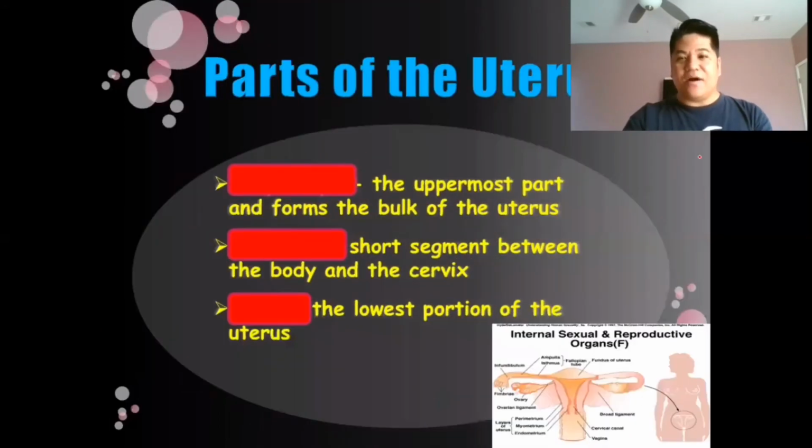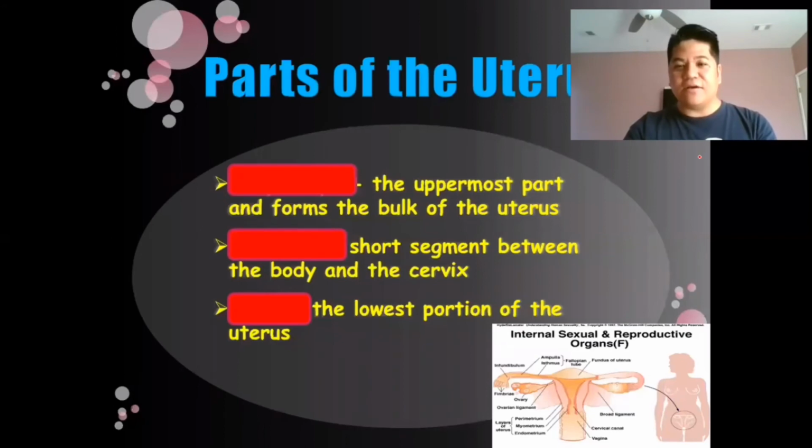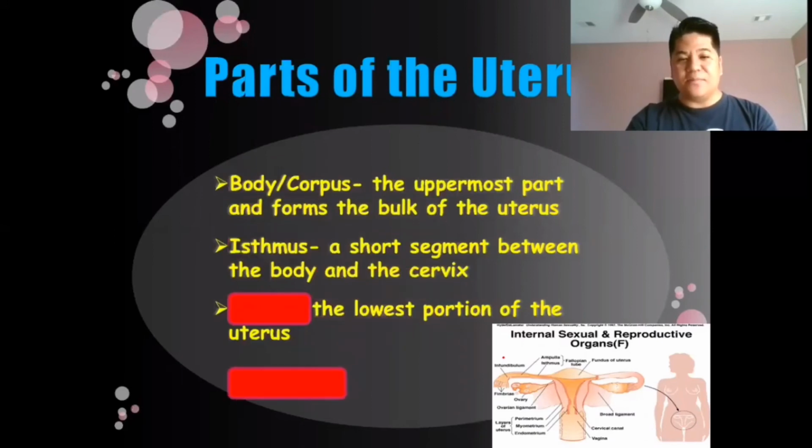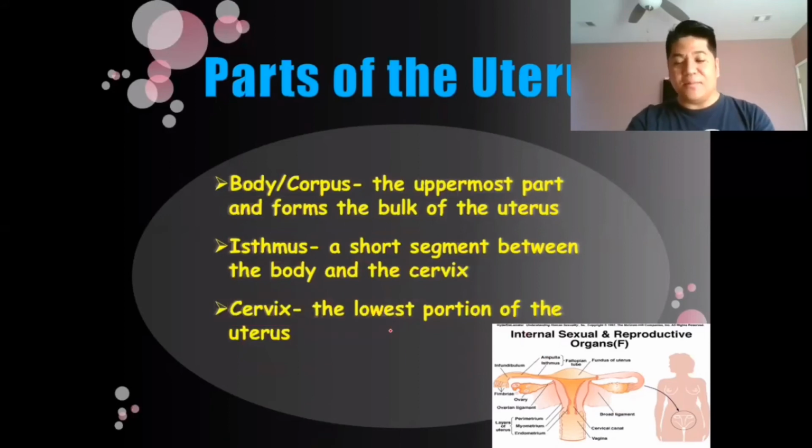Okay, next are the parts of the uterus. The parts of the uterus include the uppermost part, which is the body, or corpus. And then the isthmus is a short segment between the body and the cervix, and the cervix is the lowest portion. So this is your cervix, the isthmus is between the cervix and the body, and your body is here. Okay, that's for your uterus.